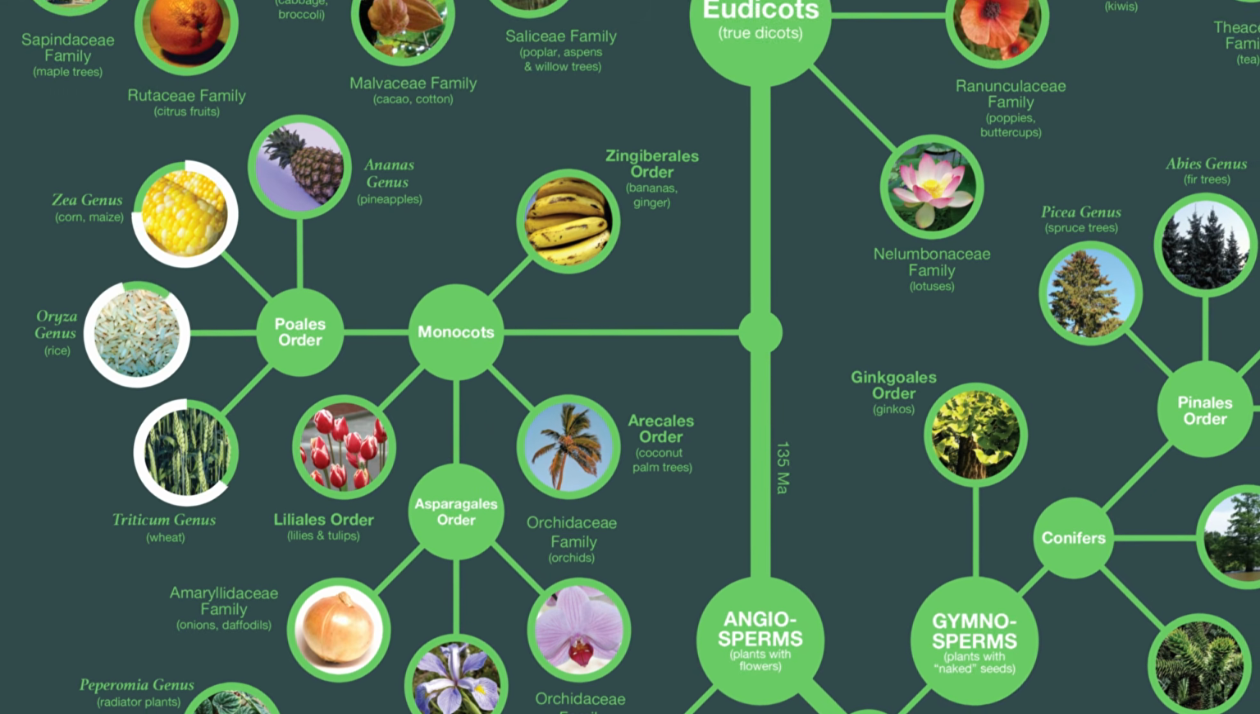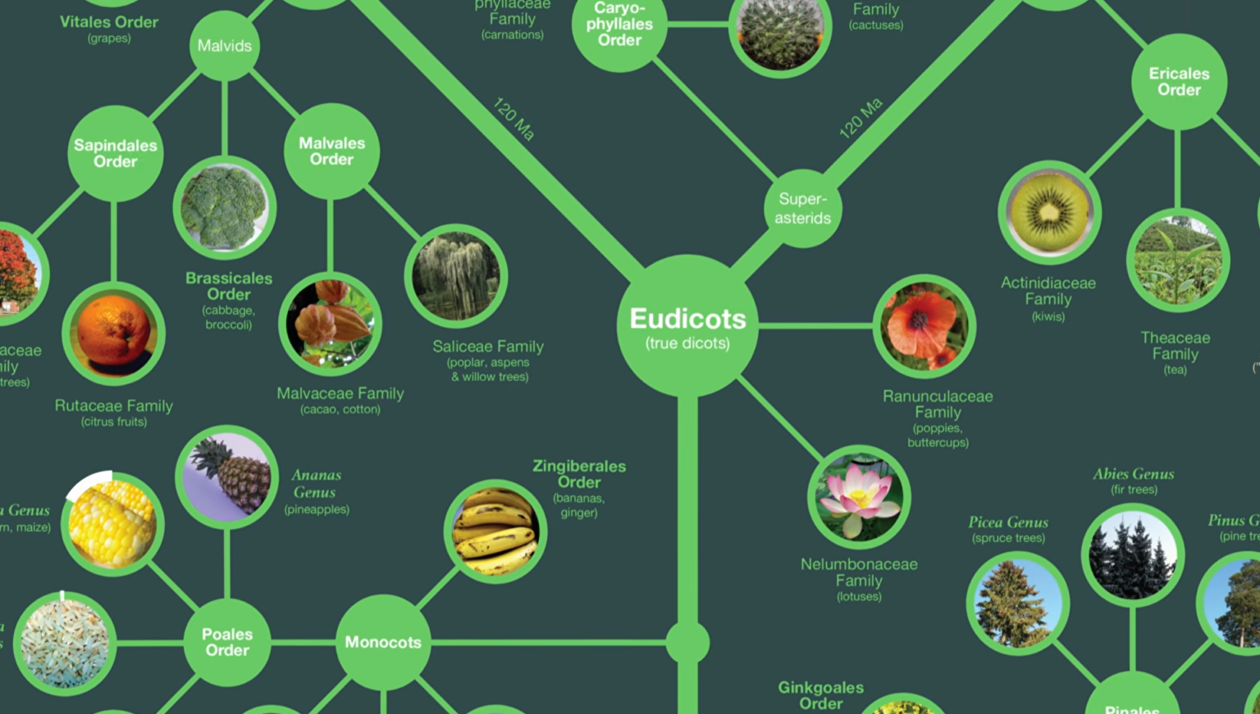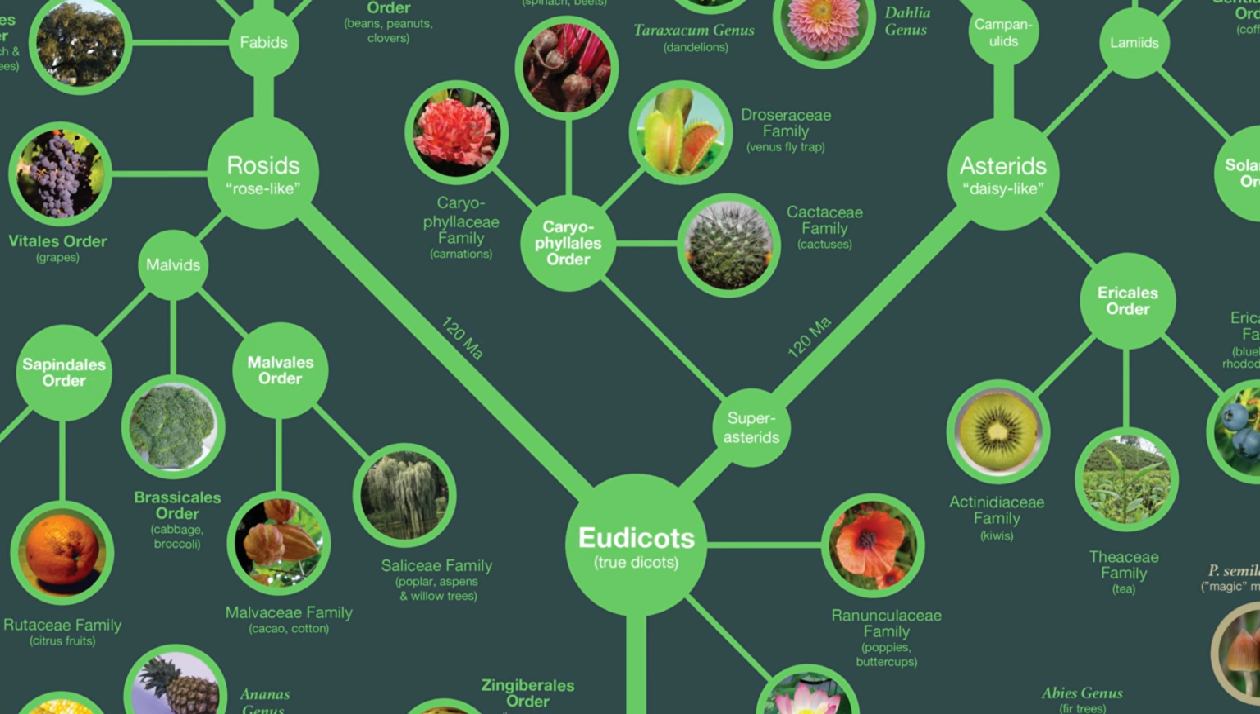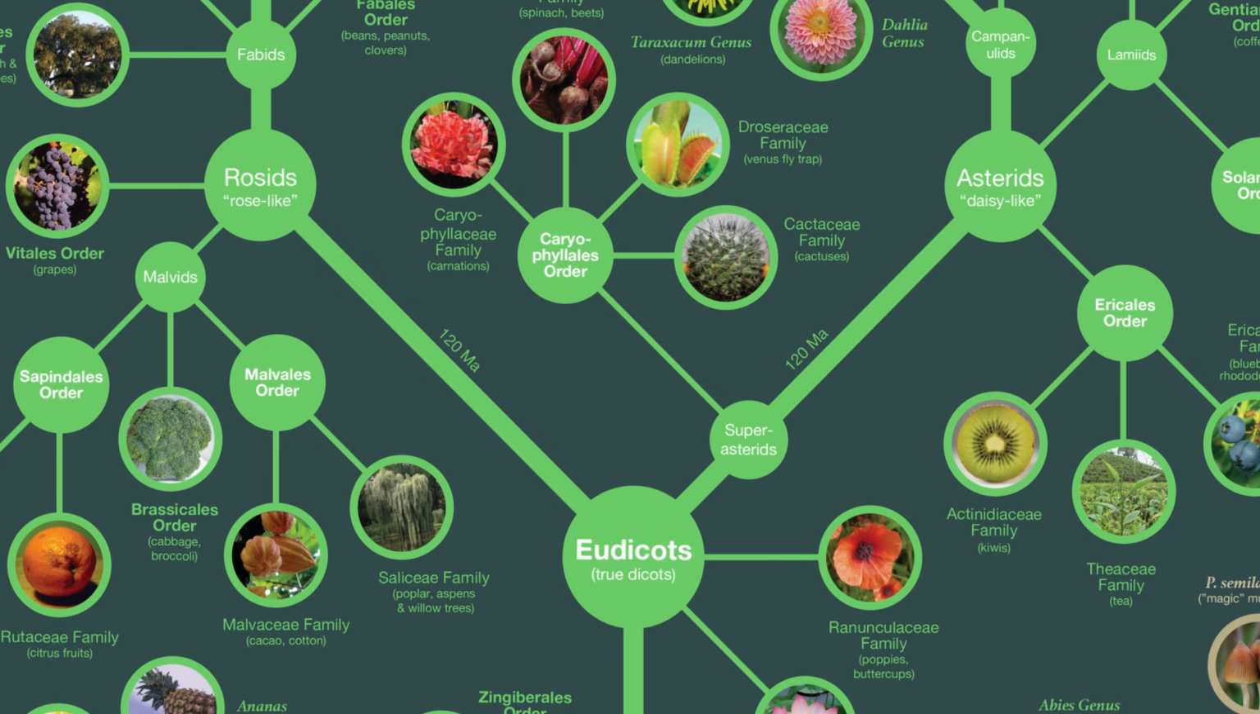But now comes the big category, the eudicots, or true dicots. This group contains about 75% of all flowering plant species, most of which only evolved relatively recently, after the extinction of the dinosaurs. Eudicots are mostly split into either rosids or asterids.